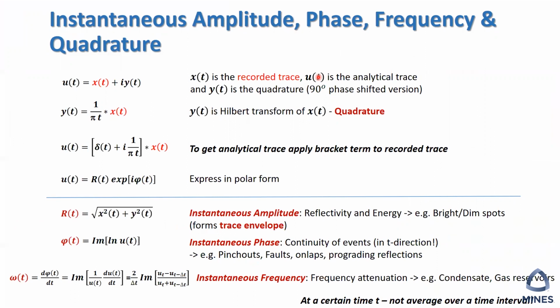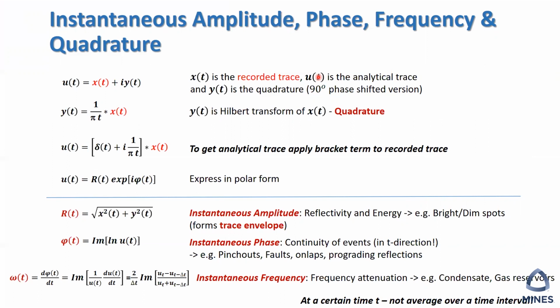So let's talk about how we compute instantaneous attributes. And we have instantaneous amplitude, instantaneous phase, instantaneous frequency, and instantaneous quadrature. And again, as I said earlier, all we're doing is looking at different properties of the wavelet here.